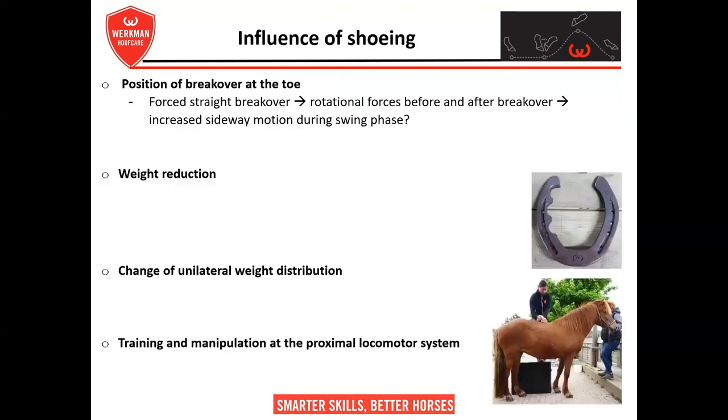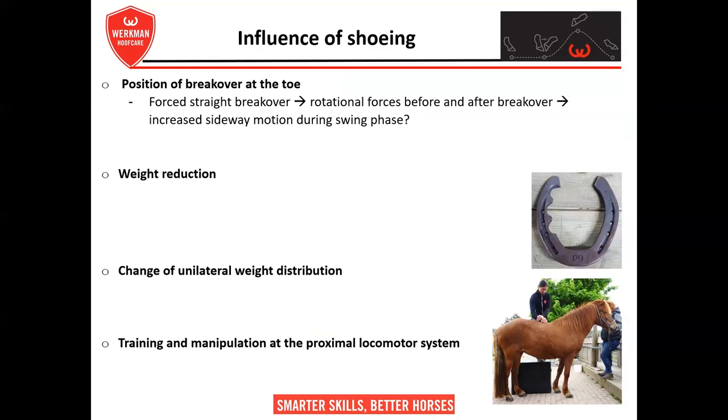Yeah, so and usually if we want to influence the swing phase by shoeing, we try to change the position of breakover, for example, at the toe, because we learned that a lot of forces break over the lateral or medial toe. The majority of forces break over the lateral toe, but of course, in our ideal thinking, we want to have a straight breakover over the central toe. And if we force it, so if we create, for example, a specific rolled toe and we force these forces to break over the central toe, we create rotational forces before and after breakover.